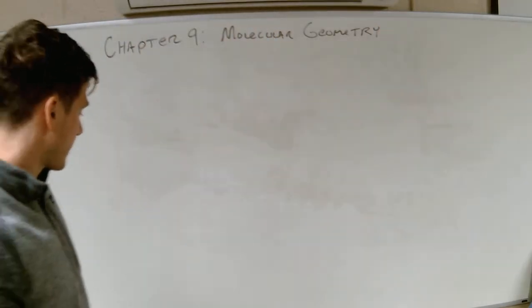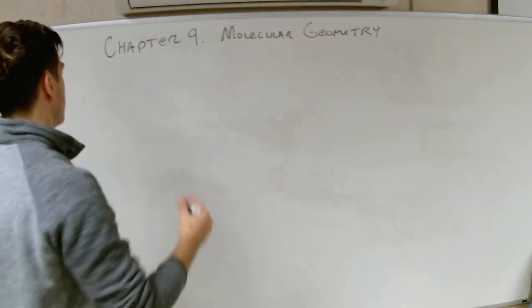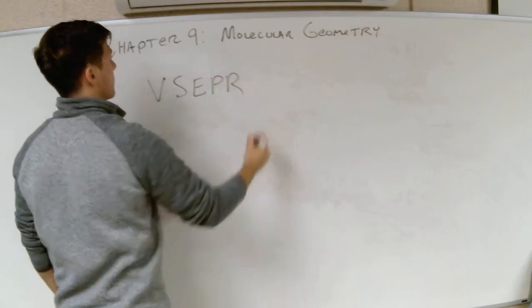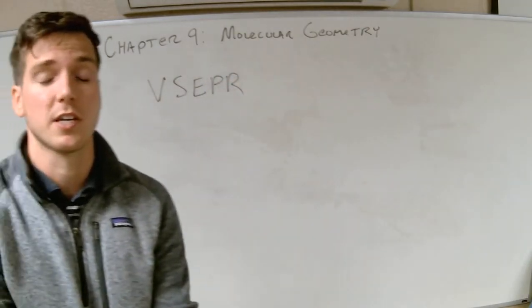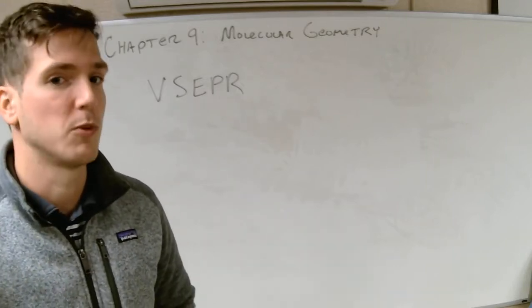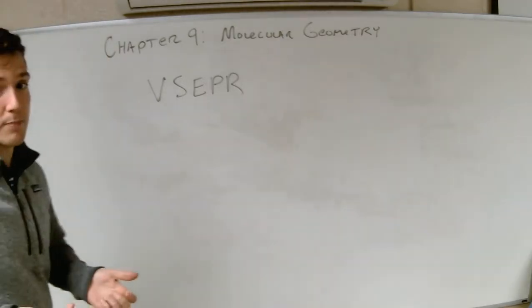Okay, so chapter 9 is molecular geometry, valence shell theory, which is, again, what I like to call VSEPR. So we'll talk about those different shapes that we discussed last year. We'll talk about some hybridization, which is brand new, and we'll talk about sigma and pi bonds, which is also brand new.